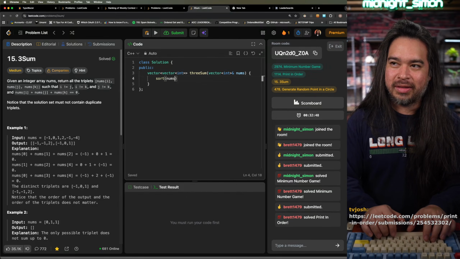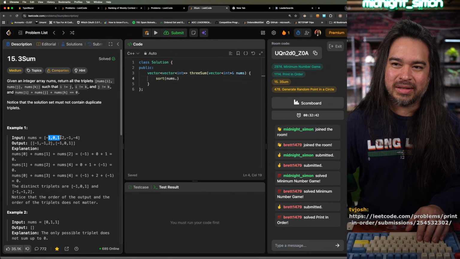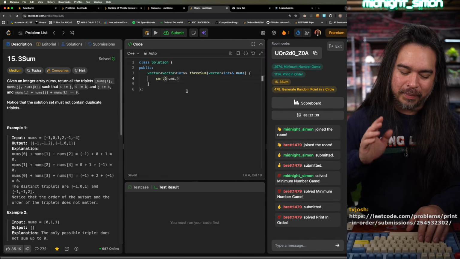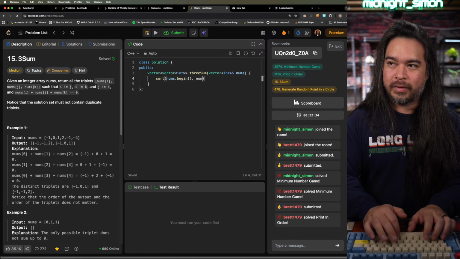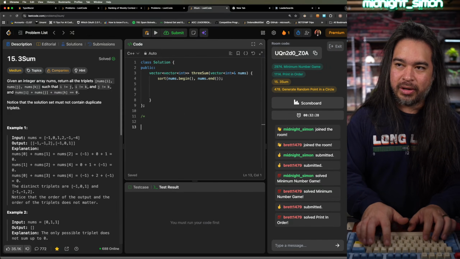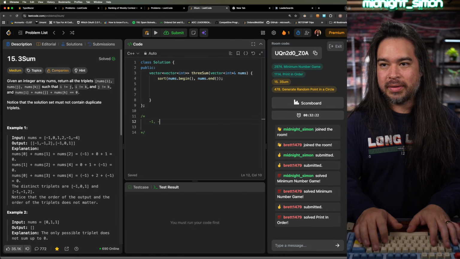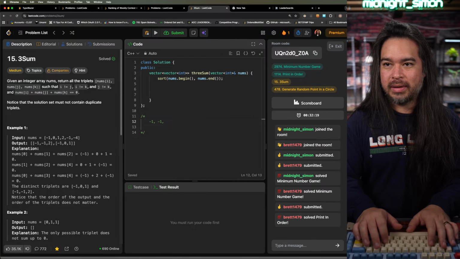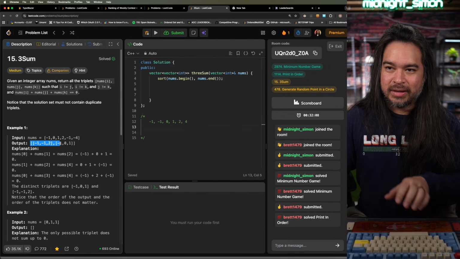First thing is, I think I need to sort, and I think sorting will help me deduplicate things. I'm going to have to try and remember how to do this one though. So the first thing is I'll sort, and then let me try and figure it out. So example 1, they give us -1, 0, 1, 2, -1, and -4. And then the answer is this.